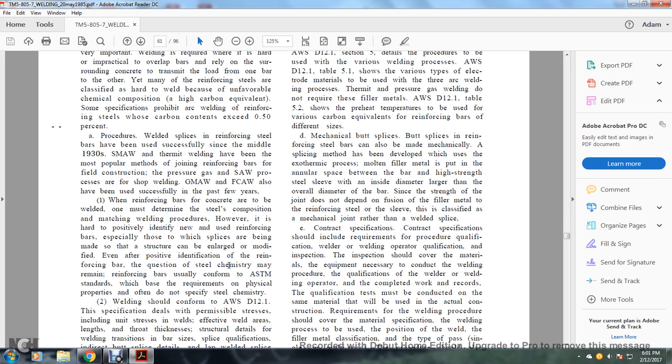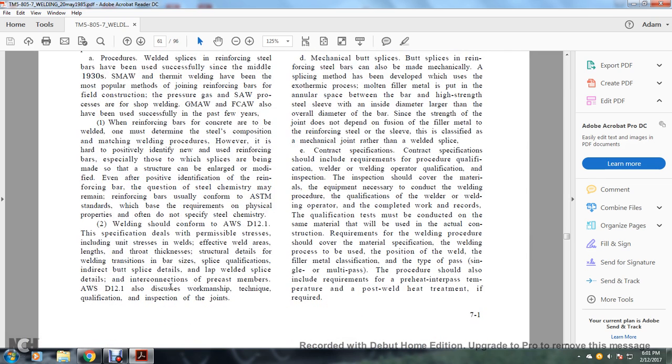Steel chemistry may be unknown. Reinforcement bars usually conform to American Society for Testing and Materials specifications, which base the requirements on physical properties and often do not specify steel chemistry. Welding should conform with American Welding Society D12.1.